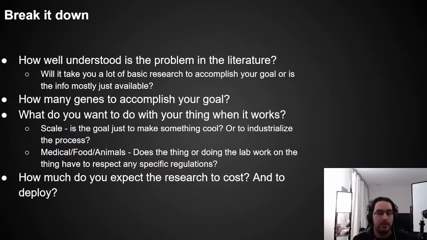The other thing to keep in mind is, is it medical, food, or an animal? Often, and in fact almost always, those things come with enormous amounts of legislation that you have to contend with if you want to commercialize your thing. This is why you can't buy the glowing plants yet. There are laws in place that prevent you from doing that.